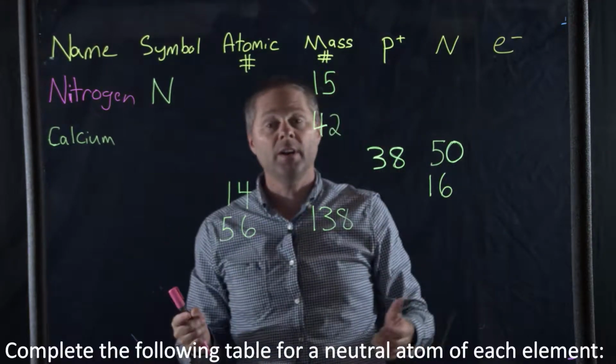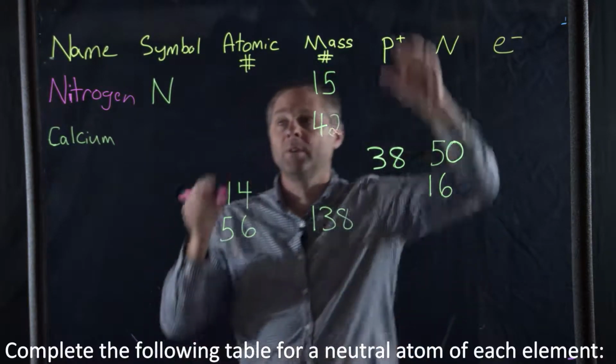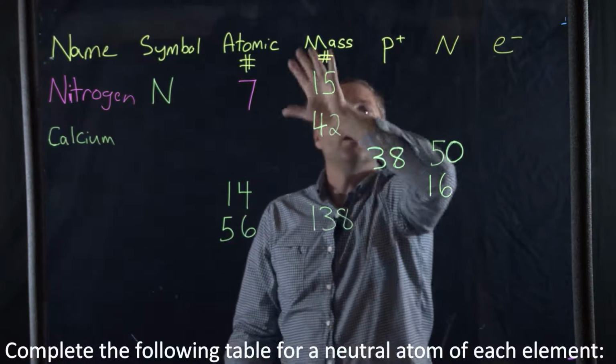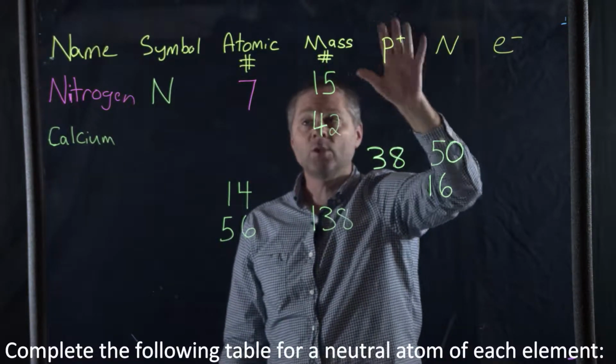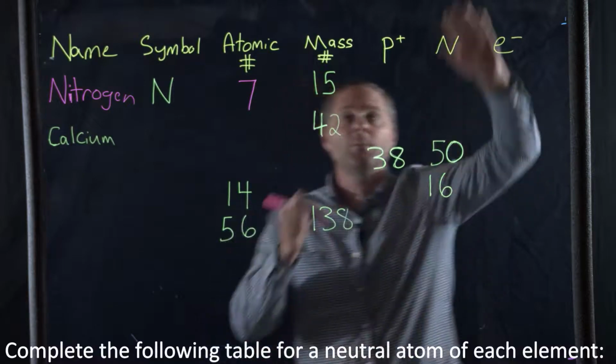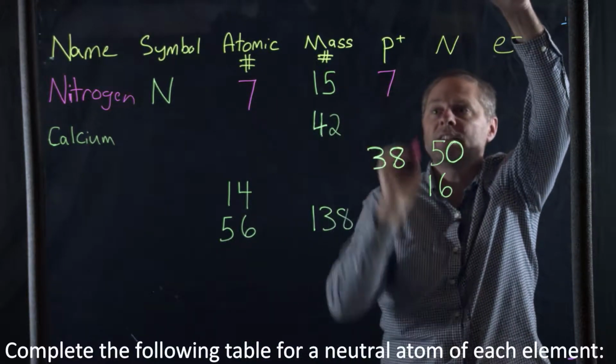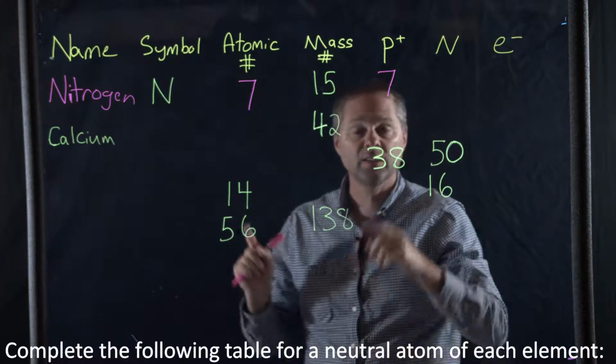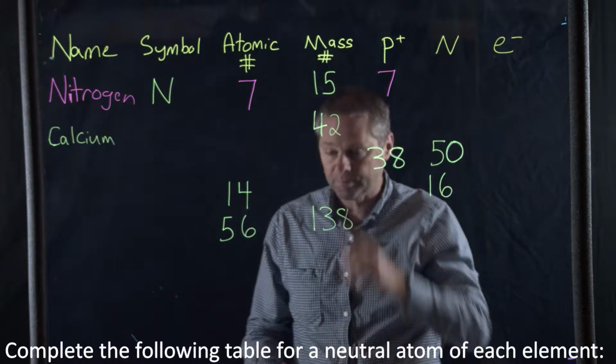If we look on the periodic table, it is the 7th element, and thus its atomic number is 7. The protons is going to be equal to the atomic number, and so that's going to be 7, because the atomic number tells us the number of protons that will be in that atom.